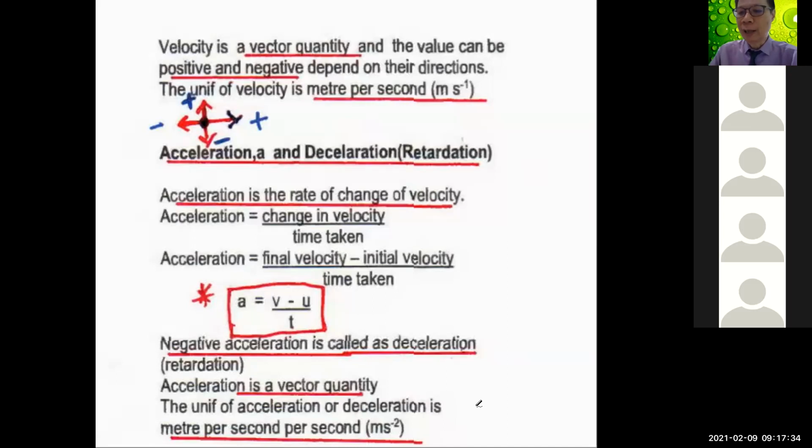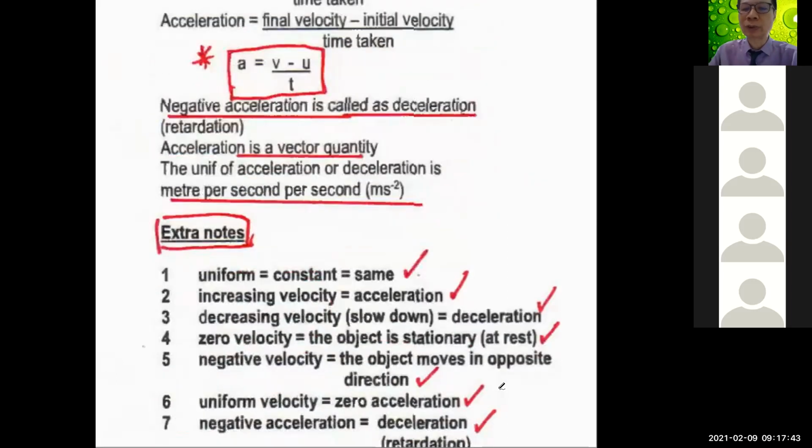Got it? Joel, understand? Okay. All right. Now, a little bit extra notes we have to go through.